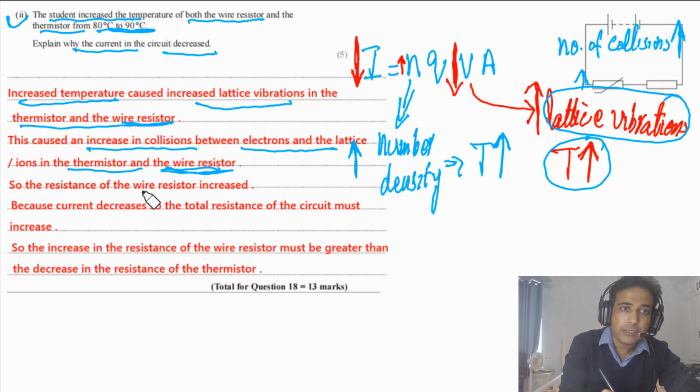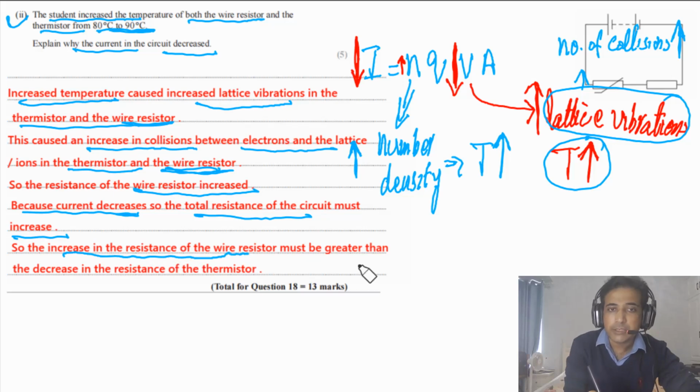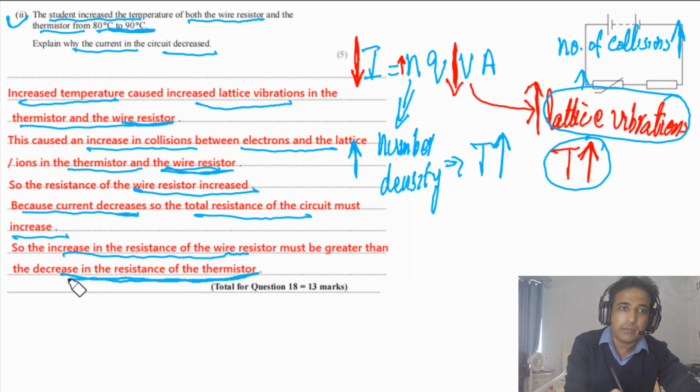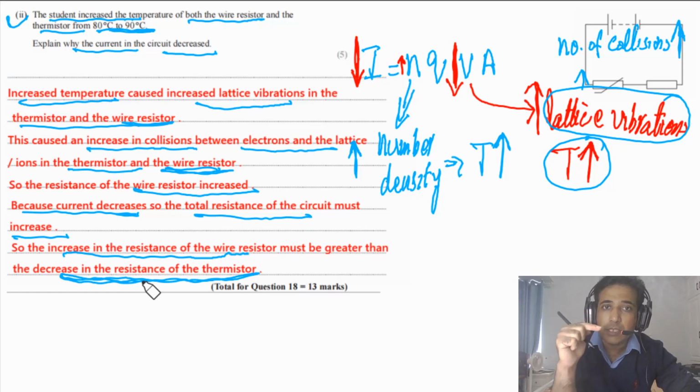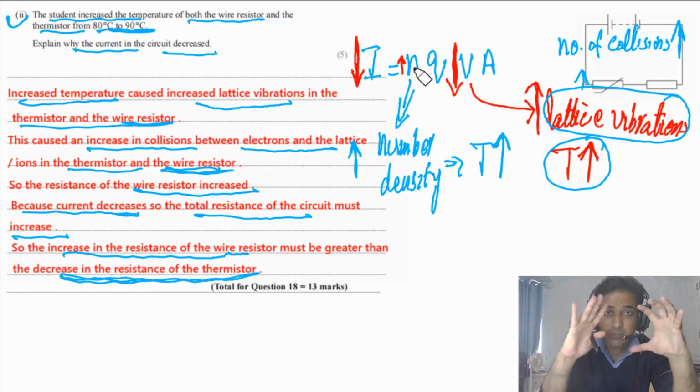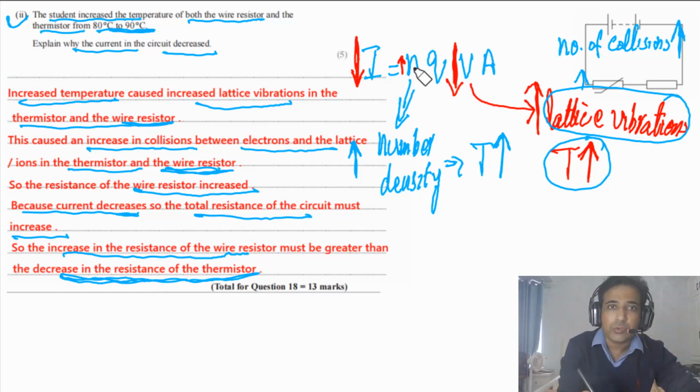So the resistance of the wire increased because current decreases. So the total resistance of the circuit must increase. So the increase in resistance of the wire resistor must be greater than the decrease in the resistance of the thermistor. So when we increase temperature of thermistor, N increase. So here we are talking about overall value of N, means the net effect we are talking. Everything you are putting together, the net increase in number density of thermistor and resistor, and here we are talking about overall drift velocity. So that's the reason we have used this one.